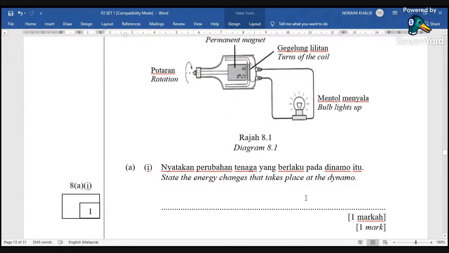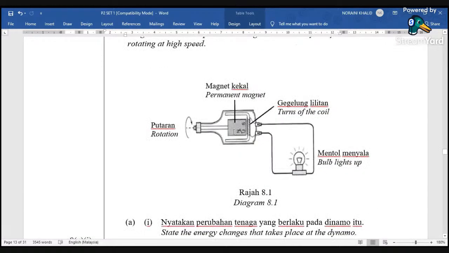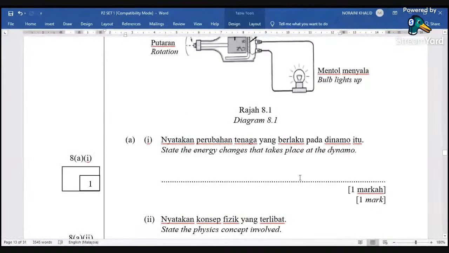State the energy changes that takes place at the dynamo. You can see there's no power supply here, no battery. So by rotation, it will generate electricity. So what you can see about the energy change, you can write down as mechanical energy or kinetic energy also can. Energy change you boleh guna arrow. So electrical energy.